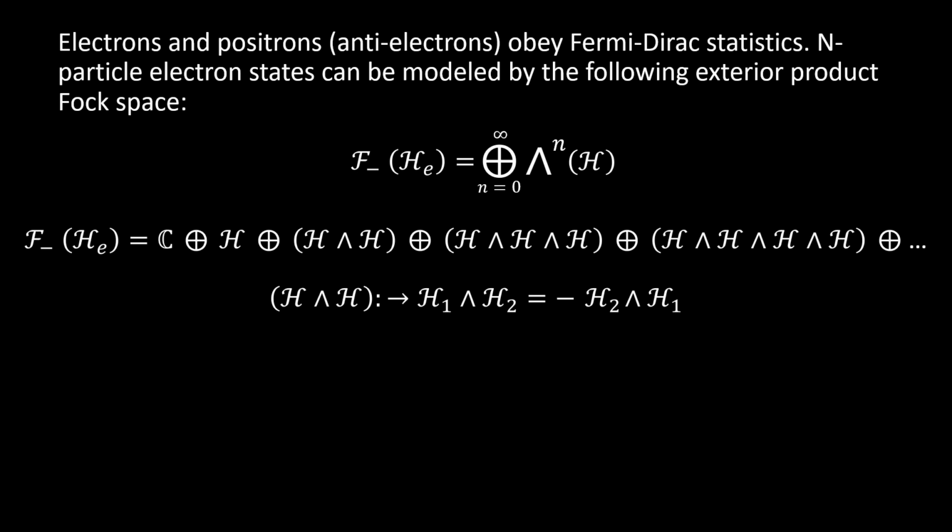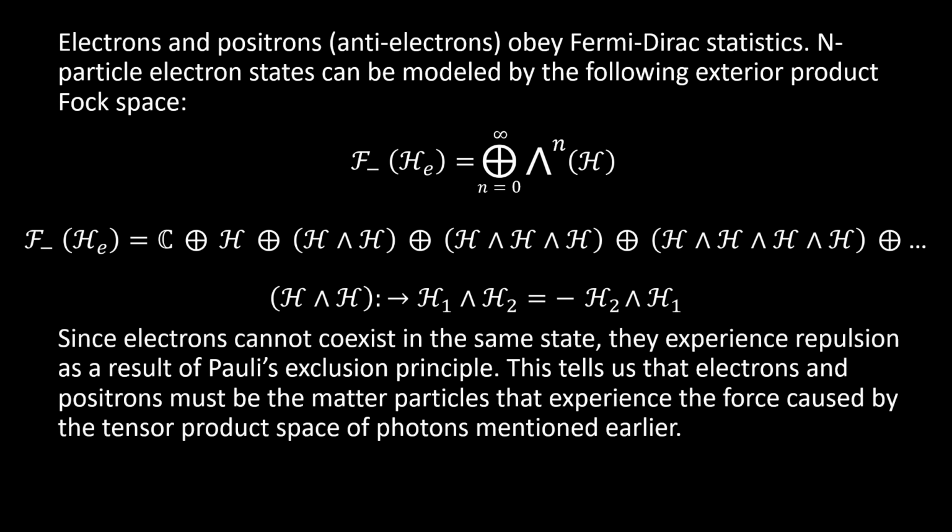They just can't do it. It's mathematically impossible. Since electrons cannot coexist in the same state, they experience repulsion as a result of Pauli's exclusion principle. This tells us that electrons and positrons must be the matter particles that experience the force that I just mentioned, caused by the tensor product space of photons.